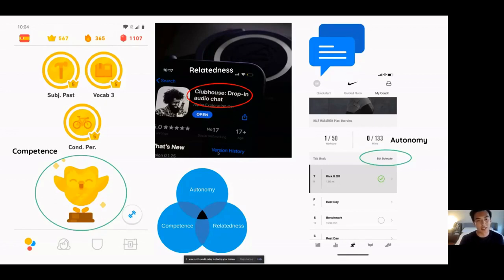You can also see this example of the Nike Run app, which is an example of autonomy. So imagine if you had some sort of training app where they gave you a workout program that was really fixed and you had no control over what you did and what your goals were, you'd probably give up really quickly. But because an app like this gives you the ability to edit your schedule and plan your goals at the beginning, that's an example of giving you the autonomy to control your experience. And that also contributes to intrinsic motivation.